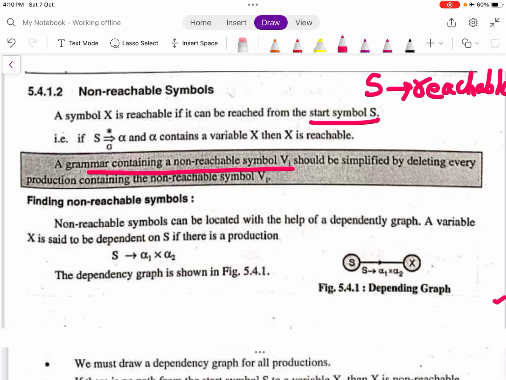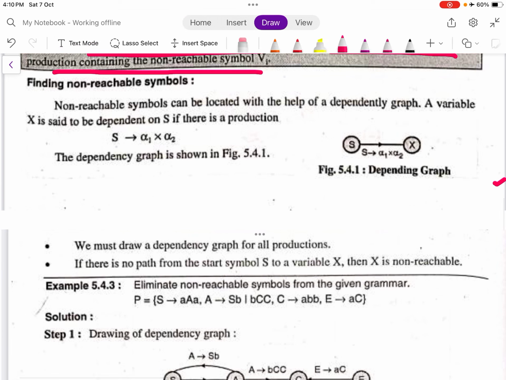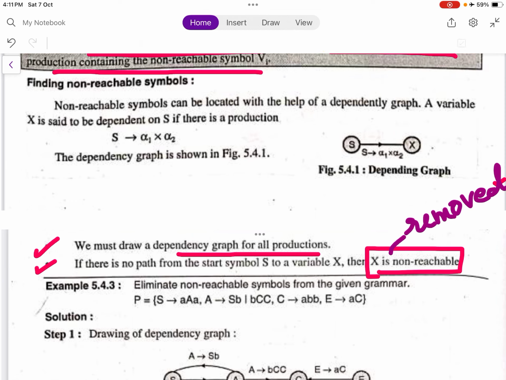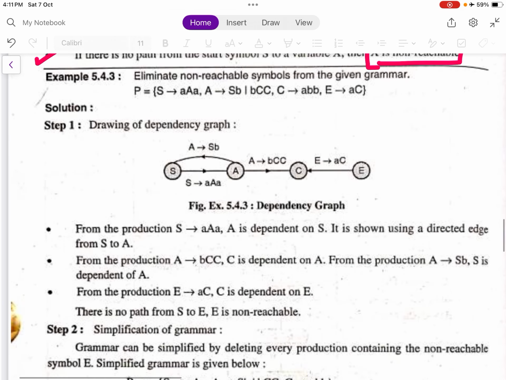We eliminate such a symbol which is not reachable. A grammar containing a non-reachable symbol should be simplified by deleting every production containing that non-reachable symbol. So how to find the non-reachable symbol? First step is we will draw a dependency graph for all productions, and second step is if there is no path from the start symbol S to variable X, then that X is non-reachable, and such production which contains the symbol X should be removed. So we must draw a dependency graph for all productions. So how do you do this?